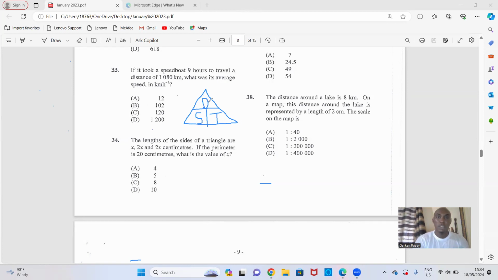So as you can see, the D is above the T. So you can say speed is distance over time, and time is distance over speed. But if you want to find distance, it is speed multiplied by time because it is beside it. So we normally call this the magic triangle. You can use it to remember the formula. It says if the speedboat took 9 hours to travel a distance of 1,080, what is the average speed?